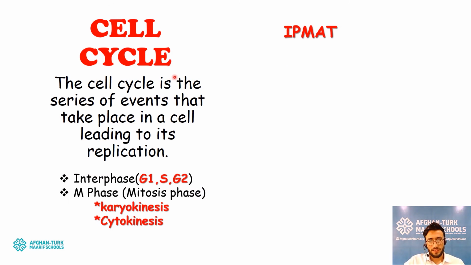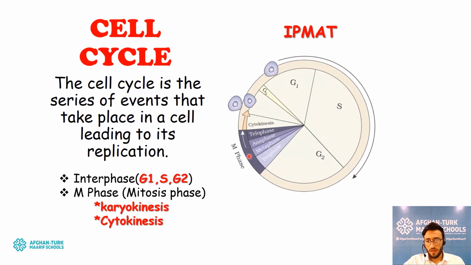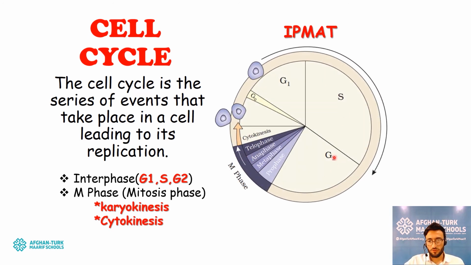In the cell cycle, we will study that the cell cycle is the series of events that take place in a cell leading to its replication. Mainly this cycle is composed of two important phases. The first is called interphase and the second is called M phase, or mitotic phase, and we can abbreviate it as IPMAT. IPMAT means interphase, prophase, metaphase, anaphase, and the final one, telophase. Different types of metabolic activities happen inside the cell cycle in order to produce multicellular organisms.